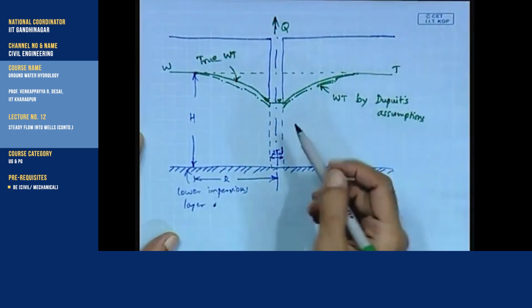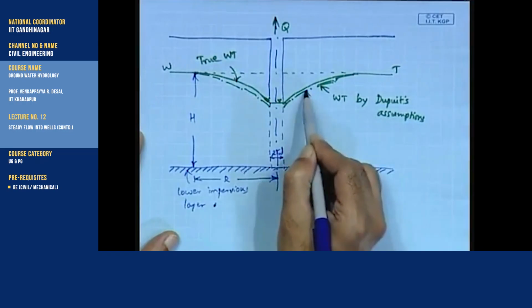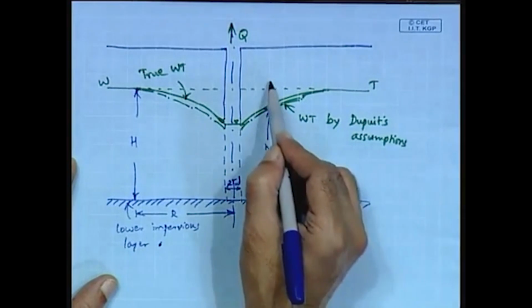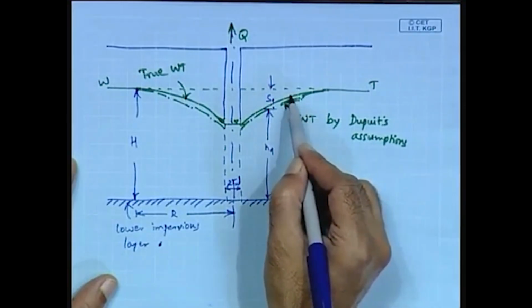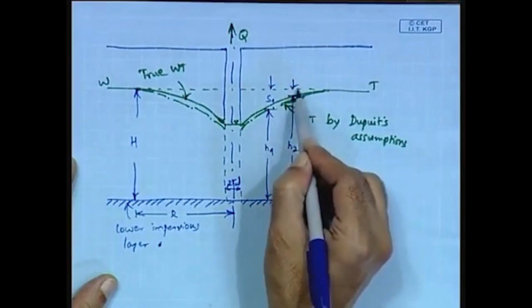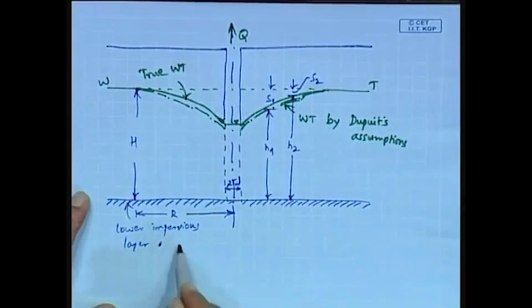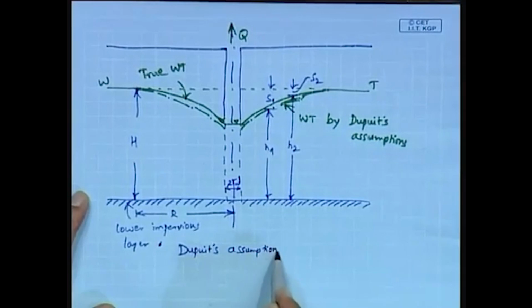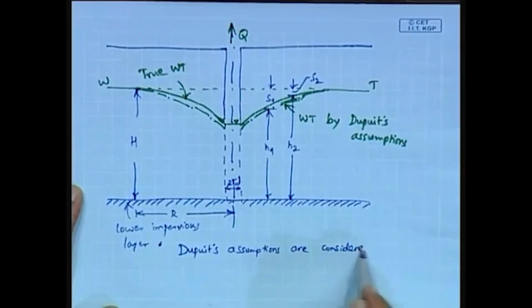And here this is H 1 and the drawdown there is S1, and similarly for the second observation well, the head is H2 and the drawdown there is S2. And obviously, here the Dupit's assumptions, which we discussed in the previous lecture, are considered, that is applied.